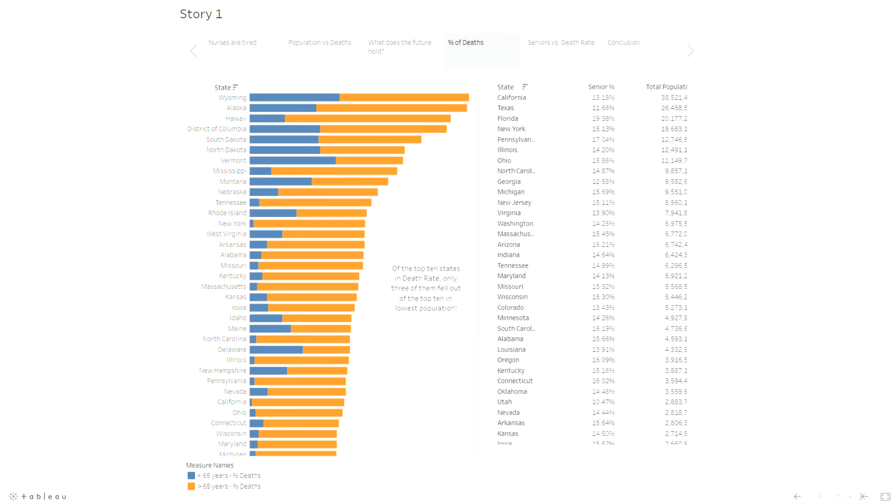This is a surprising find in my opinion. I was expecting that states that have a higher percentage of seniors would also have a higher percentage of deaths. Again, after the presentation, you will be able to highlight specific states to see their exact data.